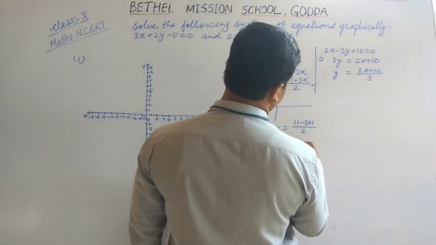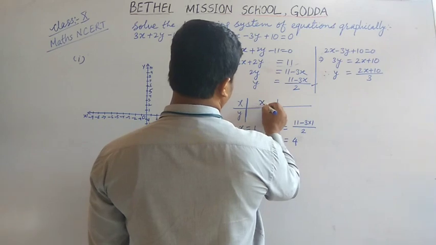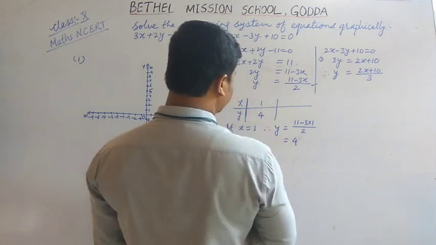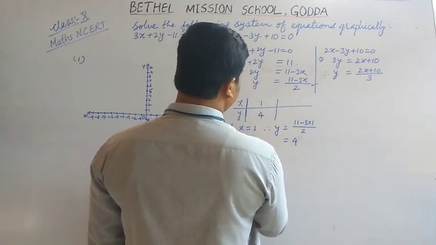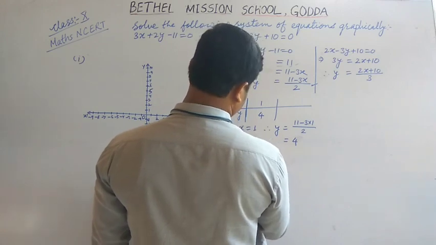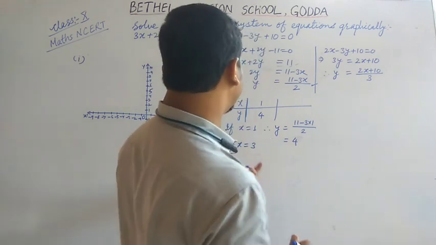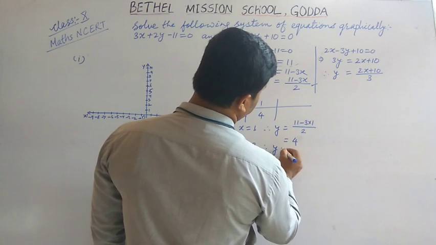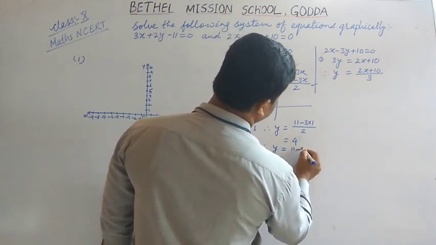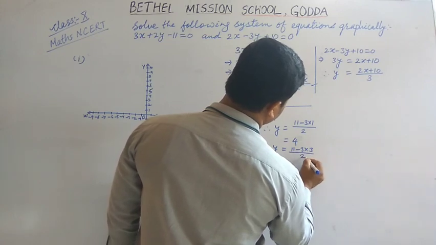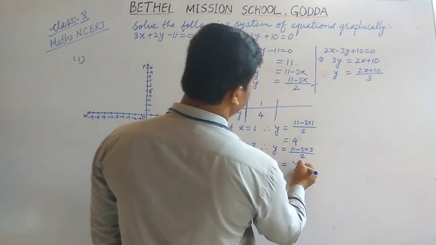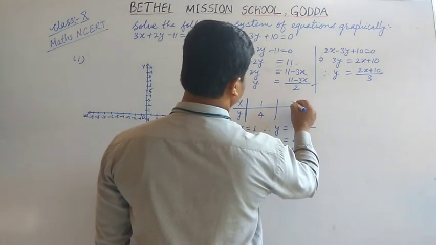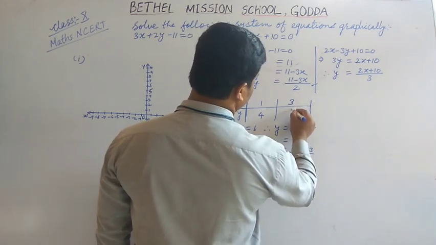8 by 2 means 4. So if the value of x is 1, then the value of y will be 4. If x equal to 3, then y equal to, what will be, 11 minus 3 into 3 upon 2. Then 11 minus 9, 2. 2 upon 2, 1. So if x equal to 3, then y equal to 1.